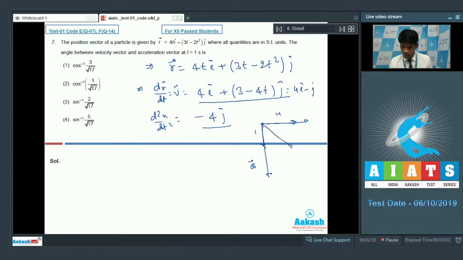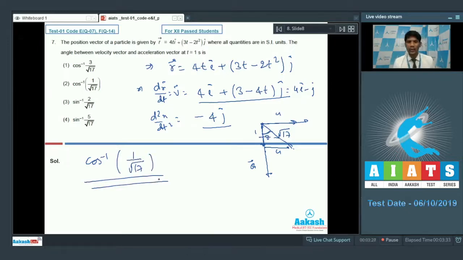I would say this is the velocity vector, this is 4, this will be root 17. This angle theta is the angle between the velocity vector and the negative y direction, along which the acceleration was. So simply this is the required answer. Looking at the options, the answer was given in terms of cos inverse. So I would say cos inverse of 1 by root 17 is the angle between the velocity vector and acceleration vector at t = 1 second. For question number 7, option 2 is the correct answer.